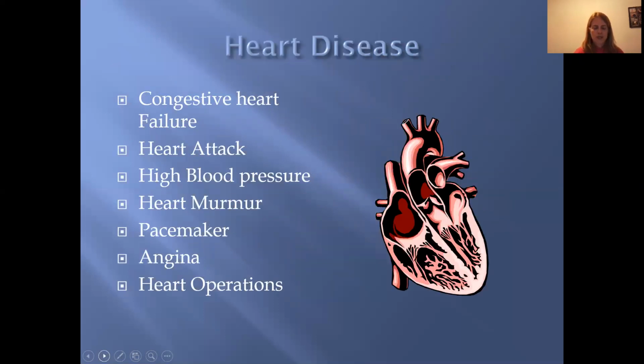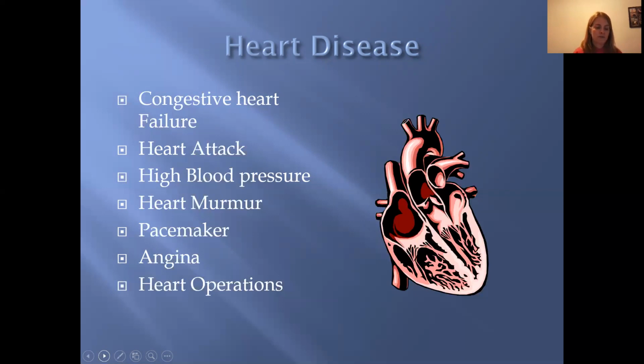Heart diseases include congestive heart failure, heart attack, high blood pressure, heart murmur, pacemaker, angina, and heart operations. These all have to be evaluated a little bit individually, because each patient is going to have different manifestations of heart disease. If we take a look at heart attack, for example, we should wait 6 months before we see a patient who's had a heart attack.